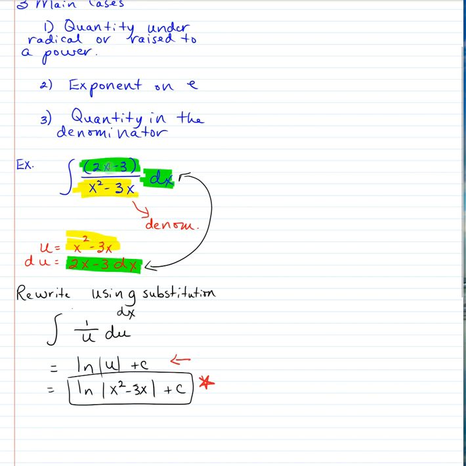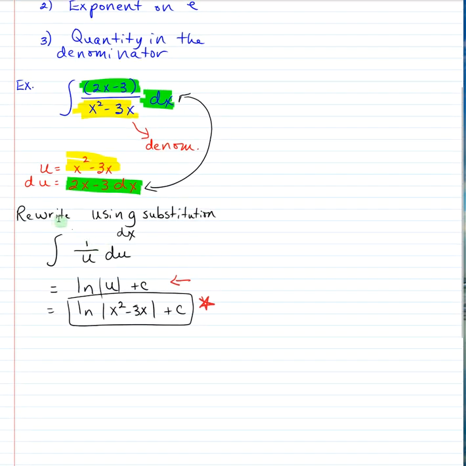Here's my derivative I took. Here's the u that I let. And so we'll rewrite the question using our substitution. We have the integral of 1 over u du. And so my du is this up here in the green. So 1 over u, and we have our du. Then we're able to take the integral of that. The integral of 1 over u is ln u plus c.